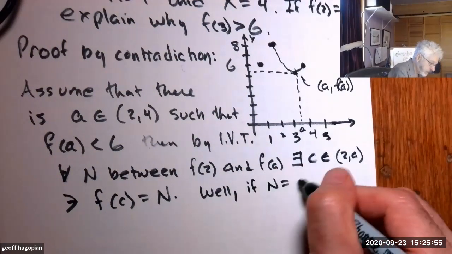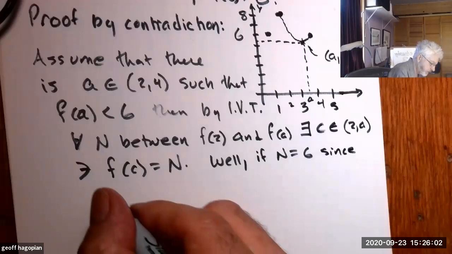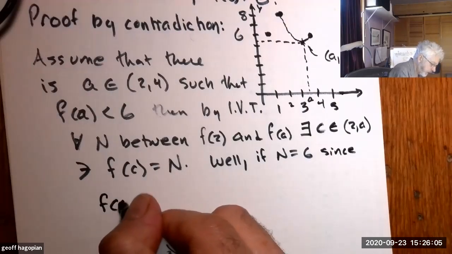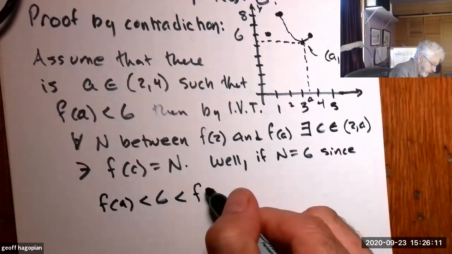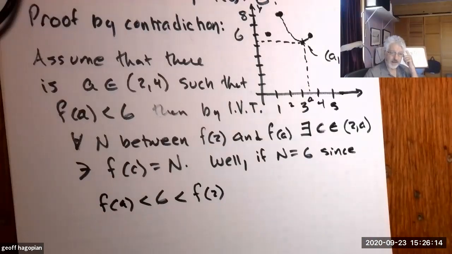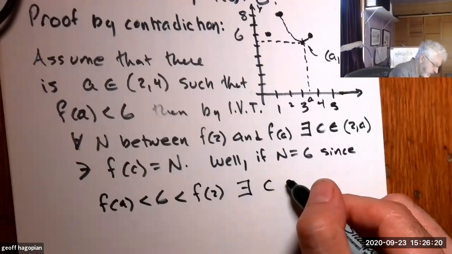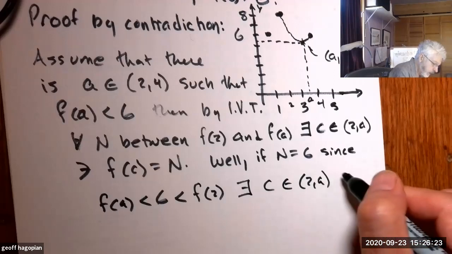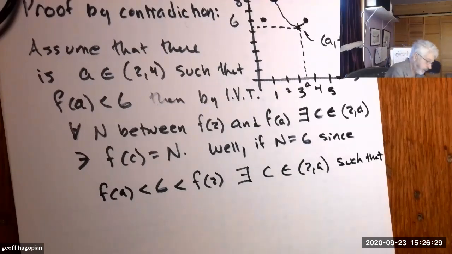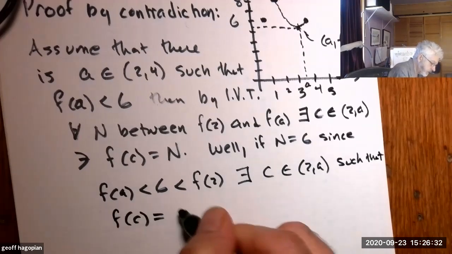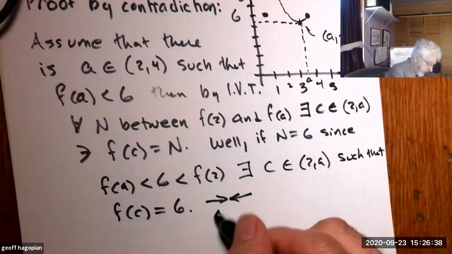Well, I argue, if n equals 6, since 6 is between f of A and f of 2, right, which is 8, there exists C in the interval from 2 to A such that, and I'm just going to write out such that, sometimes people write ST, f of C equals 6, which is a contradiction. All right, so that's the universal symbol for contradiction.